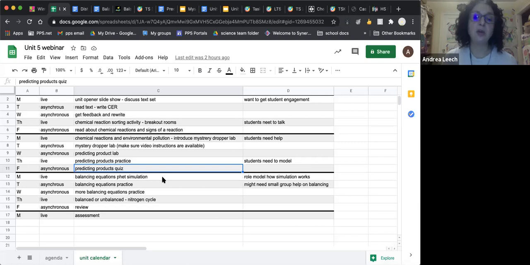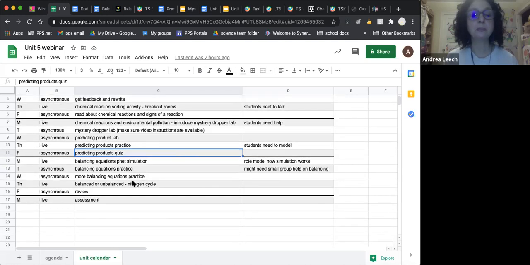Then for the balancing equations PhET simulation, I would model how it works a little at the beginning, give them a little time to practice it in class, and then walk through how to balance at least one or two equations on the practice balancing sheets. Then let them do that as an asynchronous activity, but set up some group time for support for those people who don't quite get it. Depending on how your class runs, there will be some people who need extra support, but it won't be all of your students. So small group help is probably what you need once you've gone through that, because some people will get it.